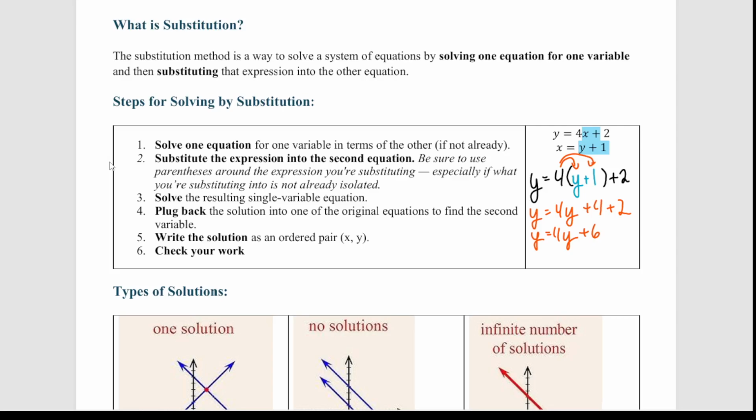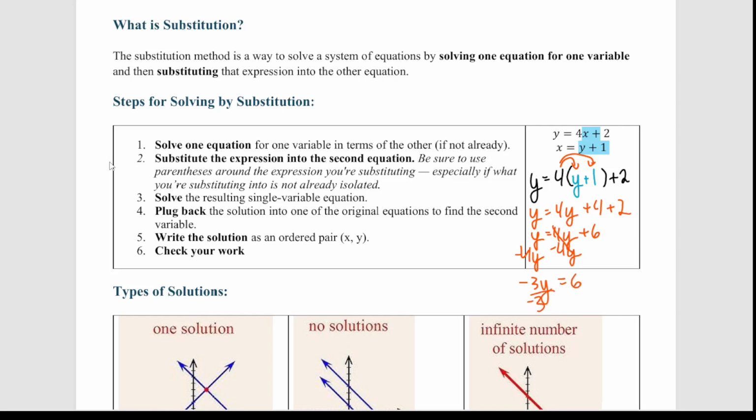I want to move all of my constants to the same side. In particular, I notice the left-hand side only has a variable. The right-hand side has both variables and constants. I want to move all my variables to the same side. Apologies, I might have said constants, although you also do want all constants on the same side. So I'm going to take away 4y from both sides. 4y minus 4y makes 0, and I'm left with negative 3y is equal to 6.